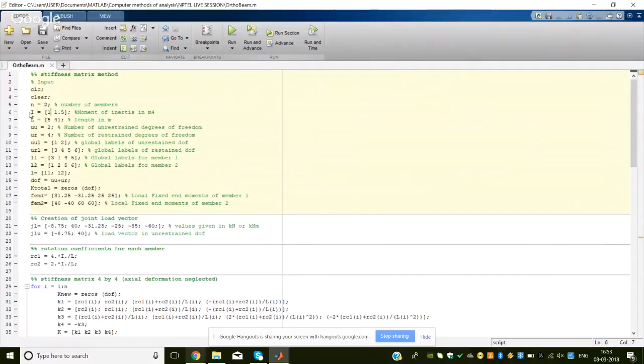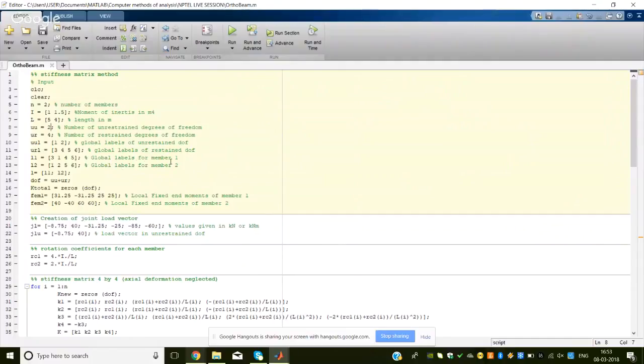And the next input required is the moment of inertia. For the first member it is 1, and for the second member it is 1.5. Then the length of the members, which are 5 meters and 4 meters. Then the number of unrestrained degrees of freedom, it is 2. And the number of restrained degrees of freedom is 4. And the global labels corresponding to the unrestrained and restrained degrees of freedom are 1 and 2 for unrestrained, 3, 4, 5, 6 for the restrained degrees respectively.